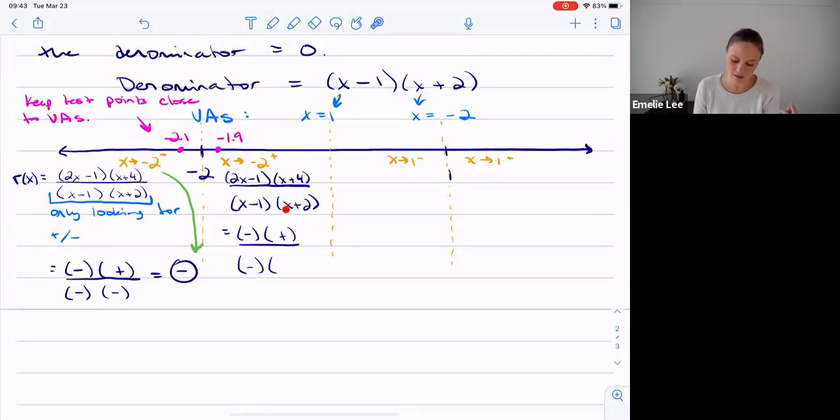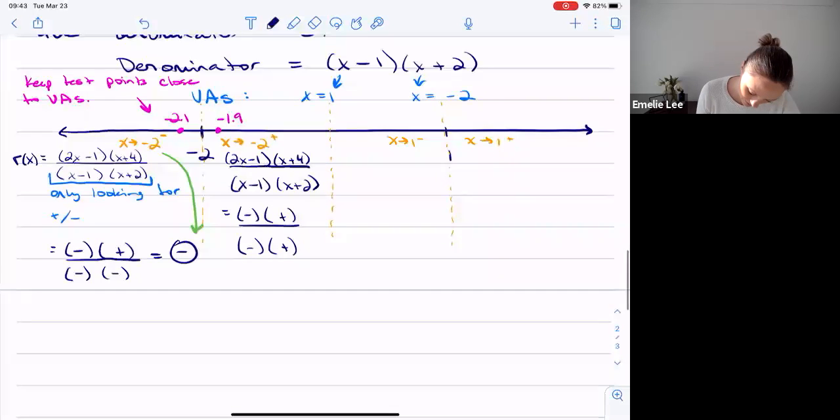The only difference here is -1.9. So now I'm on the right of -2, so just slightly greater than -2. So when I add 2, I actually get a positive number. That's the only difference here. So now I have a negative over a negative, which makes a positive. So this becomes a positive. So what that looks like is, okay, now at -2, I have this kind of behavior: from the left, it's heading down to negative infinity, and from the right, it's heading to positive infinity. So here it might look something like this.